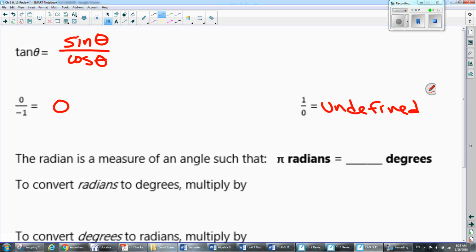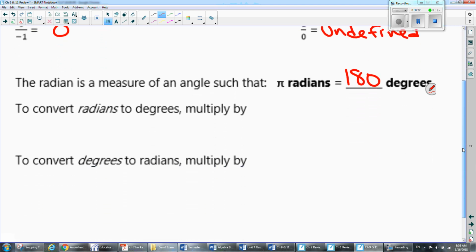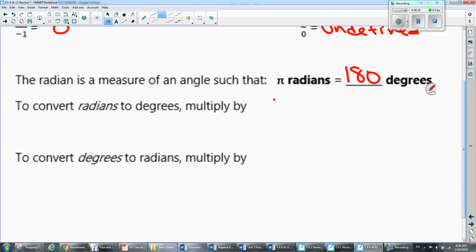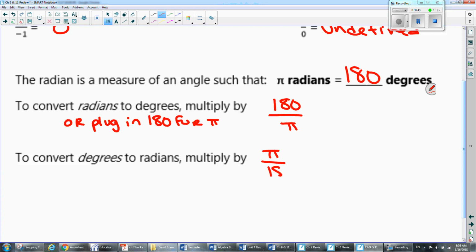So we measured angles in degrees, we also measured them in radians. So pi radians is the same as 180 degrees. So when you're converting from radians to degrees, you're going to multiply by 180 over pi. Or this one has a shortcut. Every time you see pi, just plug in 180 since they're equal. Otherwise, if you're going from degrees to radians, you're going to multiply by pi over 180. And you'll have to reduce the fraction. But you'll leave pi in the answer to make it exact.